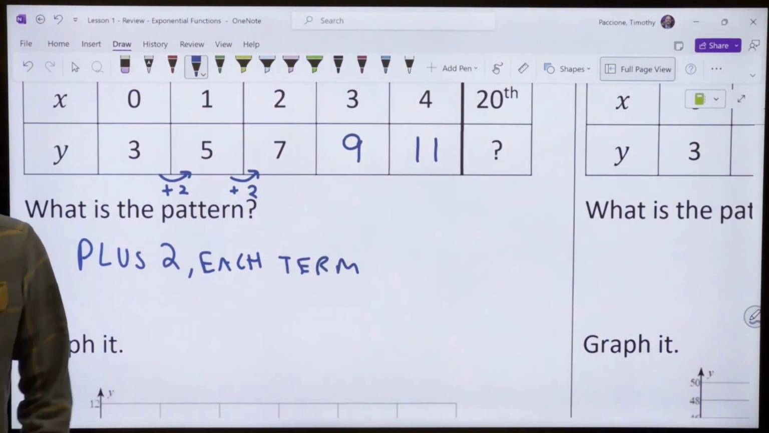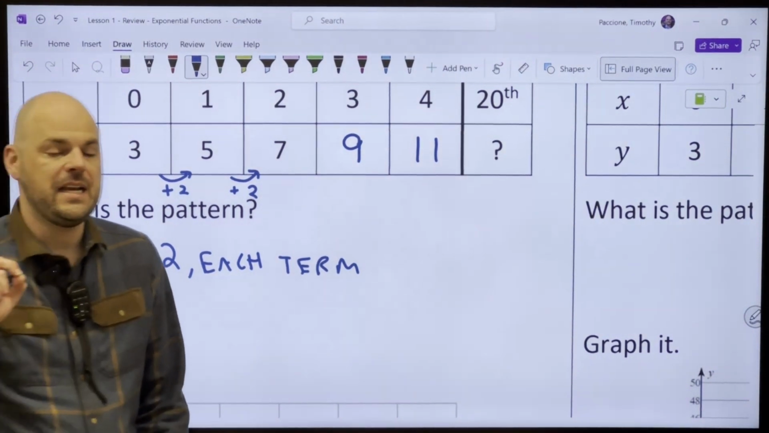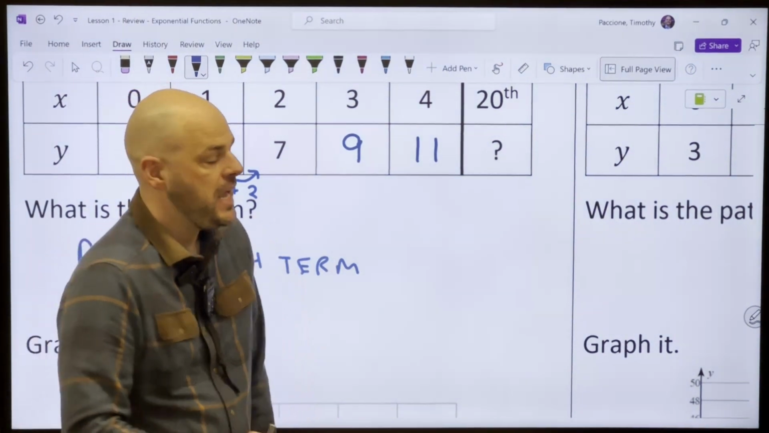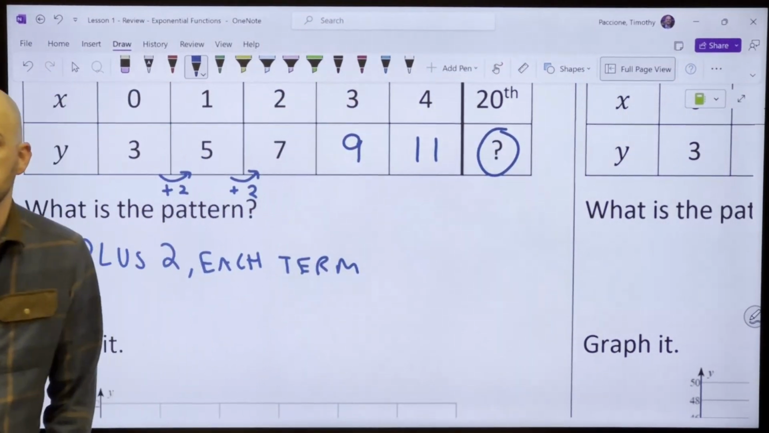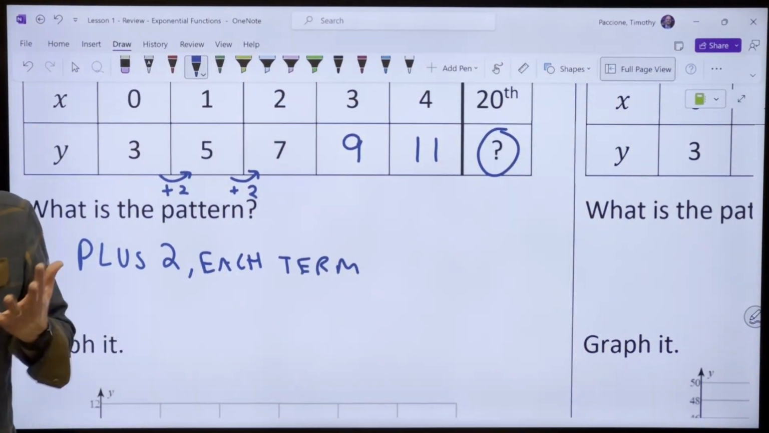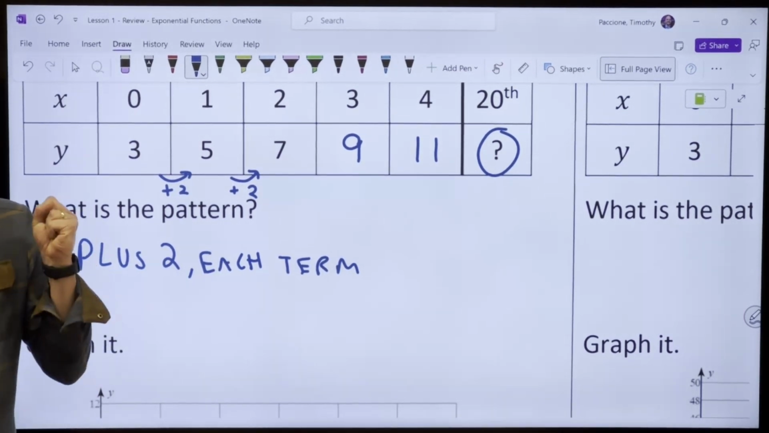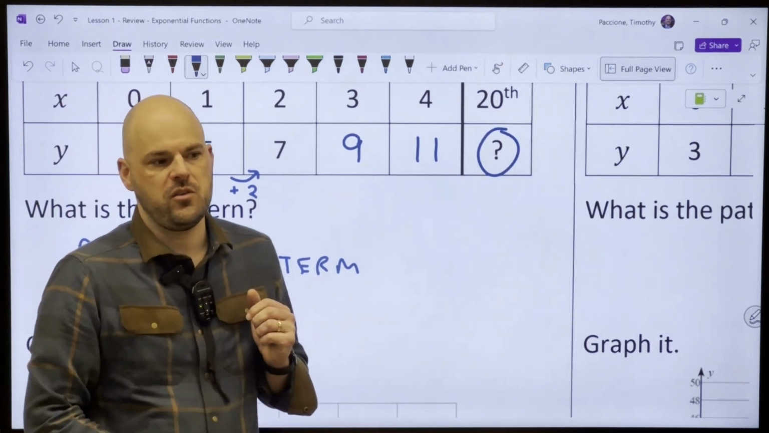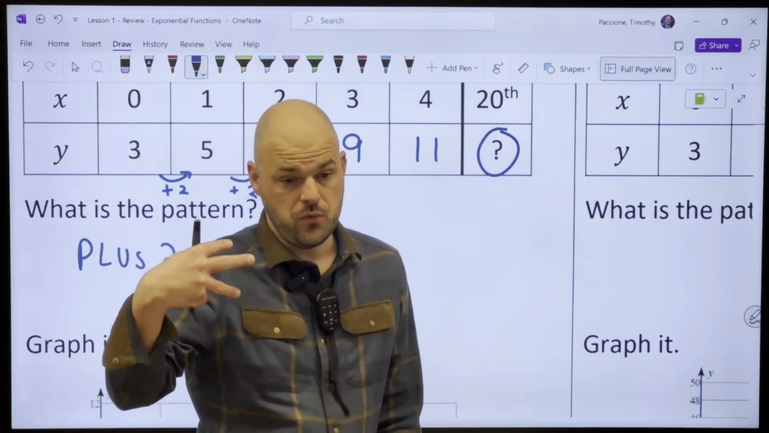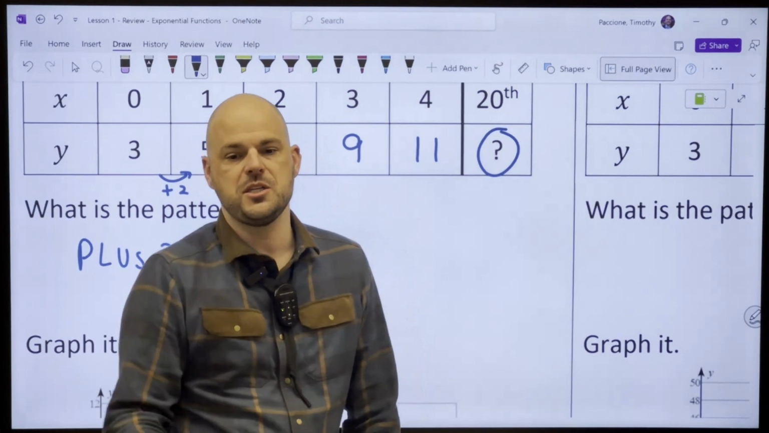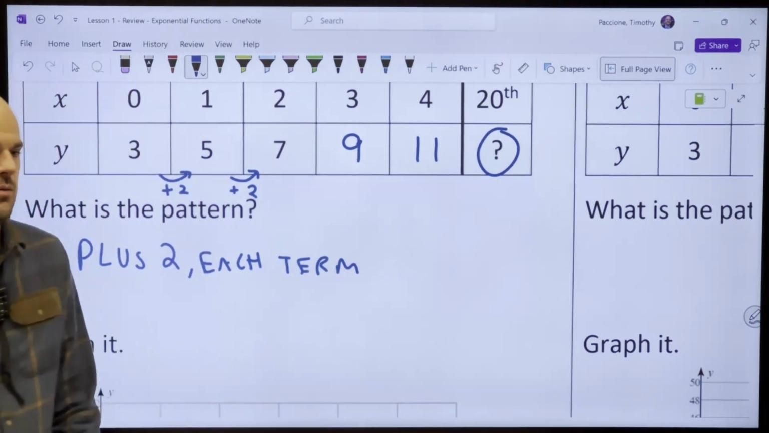Then the next step is, can I define the pattern? Because if I can define the pattern, I can find it for any piece, right? In other words, for example, what if I wanted the 20th spot in this pattern? And I didn't want to have to add 16 more times, right? I just wanted something that I could find the 20th term just like that, right? That's where you need to define the pattern. That's where you need a formula or an equation that you can plug into and find any. You can find the 20th, you can find the 100th, you can find the millionth, right?